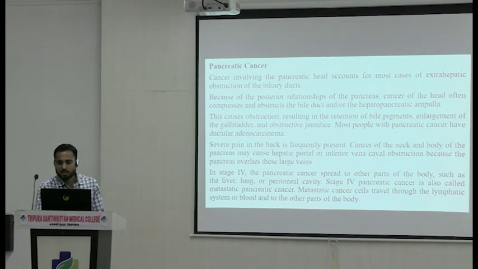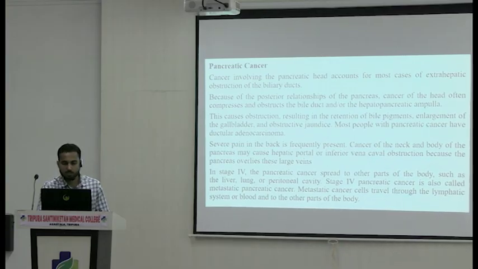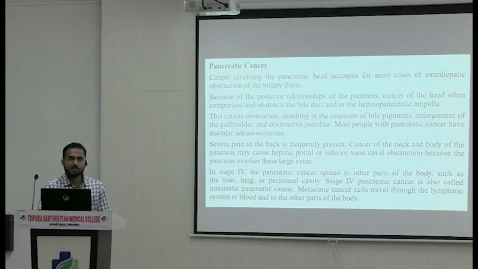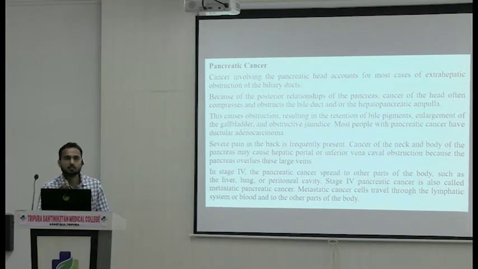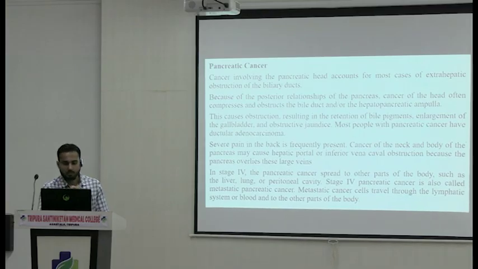Now, because of the posterior relations of the pancreas, cancer can also compress the bile duct and the hepatopancreatic ampulla. Next, when there is cancer in the pancreas, the patient will suffer from severe back pain. Cancer in the neck and the body of the pancreas can cause vena cava obstruction, because the pancreas is overlying this large vein. It means if the cancer is on the body or the neck of the pancreas, it can compress the structures situated posterior to it. As a result, there will be compression of the vena cava.